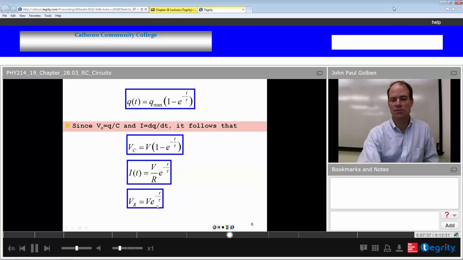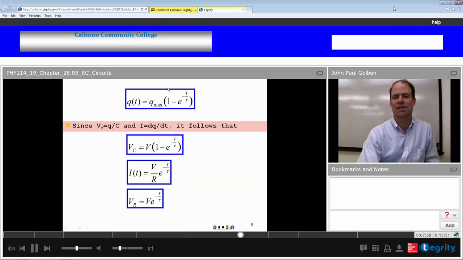The voltage across the resistor is the current times the resistance. So if I take this current, multiply it by R, I get the voltage of the battery, e to the negative t over tau. So voltage across the resistor will be its maximum value, the value of the battery, when I first close the switch, and then it will exponentially decrease after that.